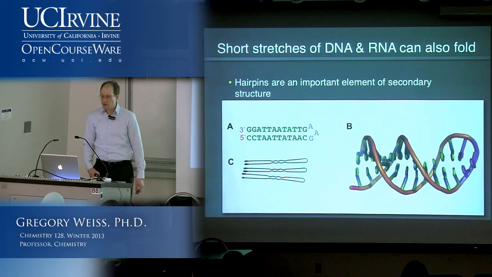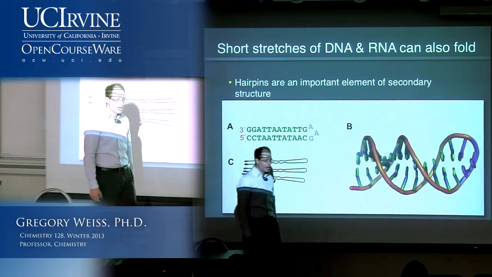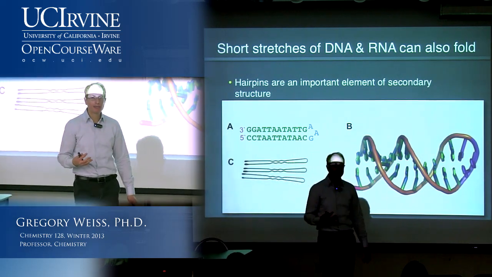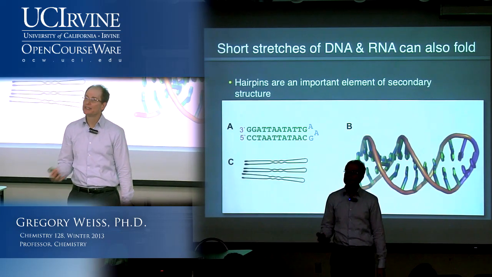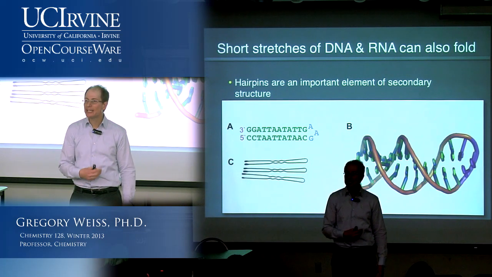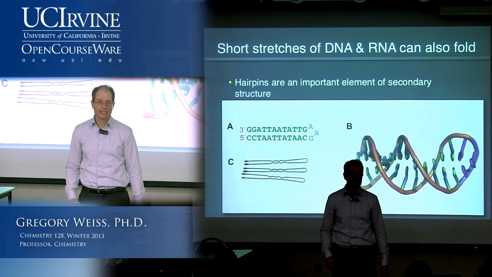Okay, so DNA has a propensity to fold on itself. It wants to form Watson-Crick base pairs with other sequences. It wants to form base pairs with itself. And so for this reason, DNA is rarely found as single-stranded DNA, for one thing.